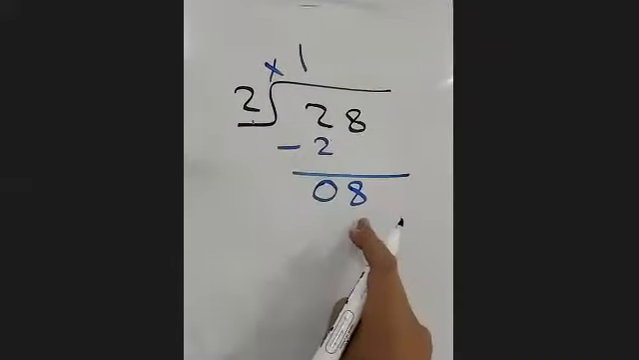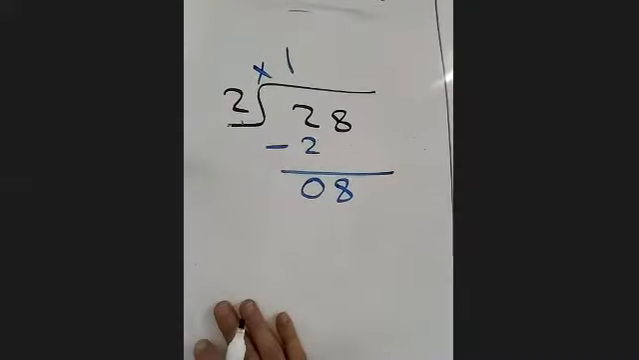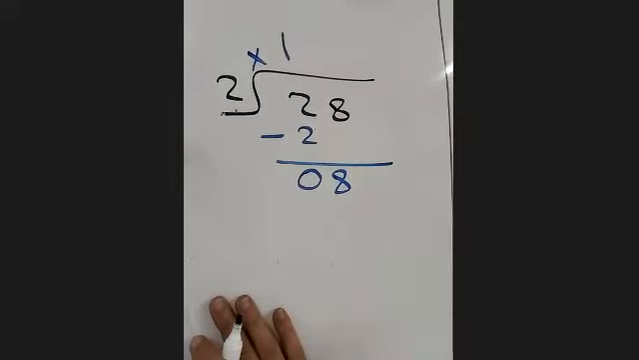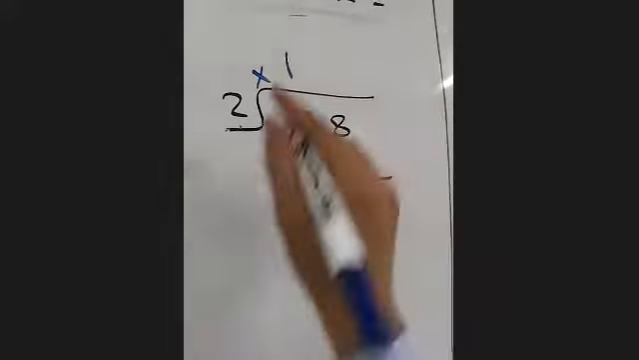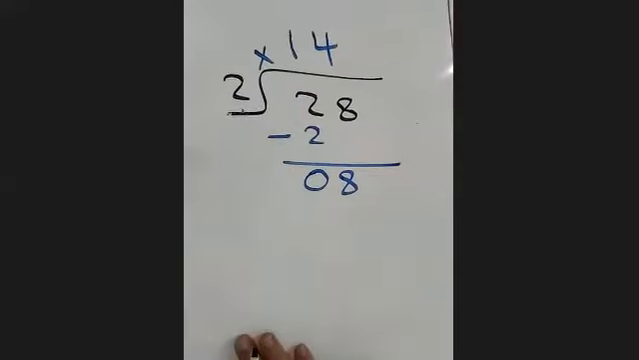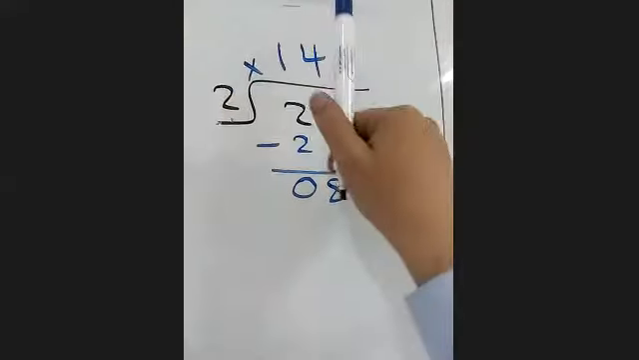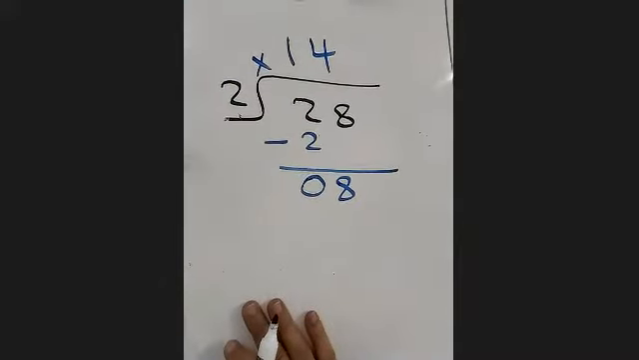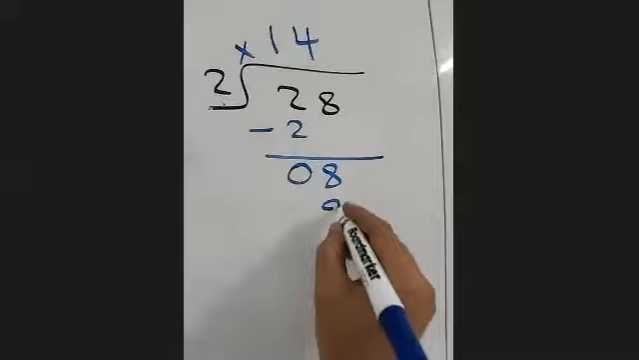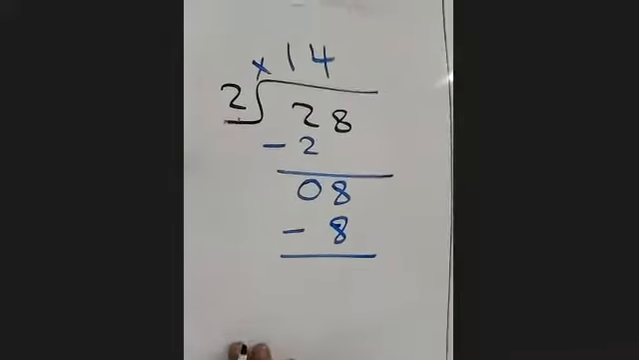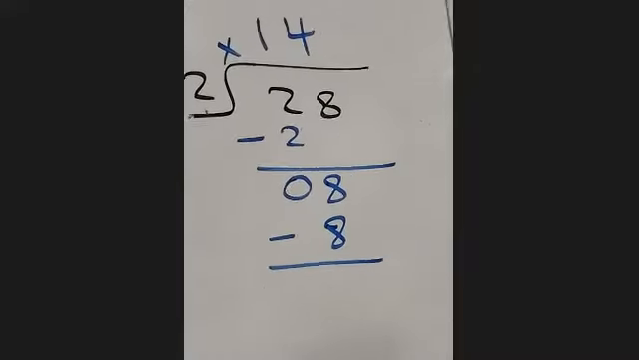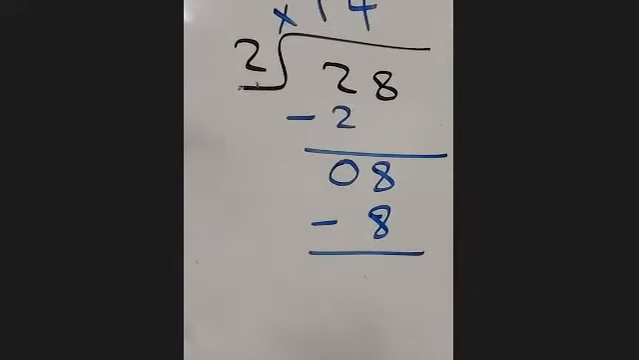Now, 8 divided by 2 equals 4. Mumtaz, where will I put the 4? Up. Now, 4 multiply 2 equals 8. 8 under 8. Now subtract, 8 minus 8 equals 0.